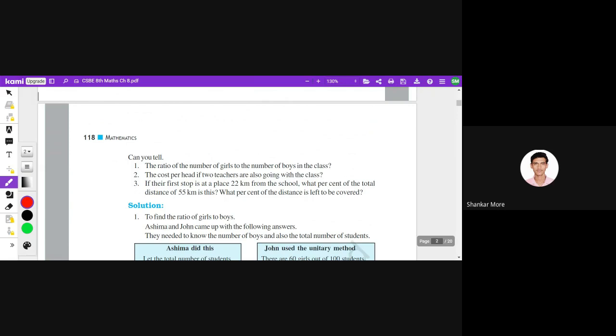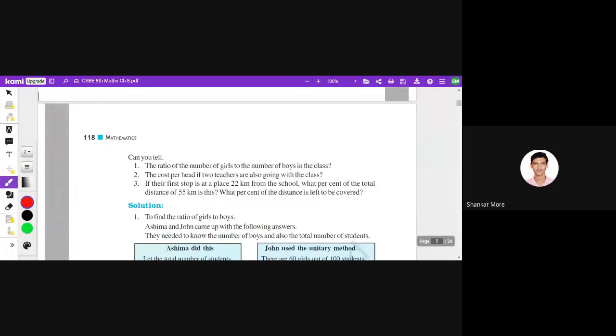Pretty simple, isn't it? 18 is to 12. 18 is to 12 को हम कैसे लिख सकते हैं? 18 divided by 12. We can further divide it. कैसे divide कर सकते हैं? We can divide with 6. So 6 threes are 18 and 6 twos are 12. So the ratio is going to be 3 by 2.